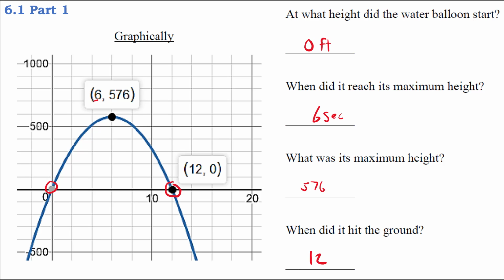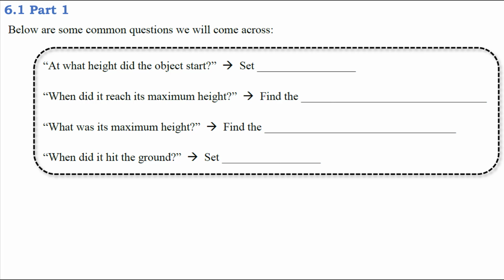Okay, let's look at some more data here. So again, below are some common questions we will come across. So for these types of problems, at what height did the object start? With that, when you're trying to figure that out, always set t equal to 0. The time that it starts is 0. Then we got when did it reach its maximum height? So therefore, we're going to find the line of symmetry.